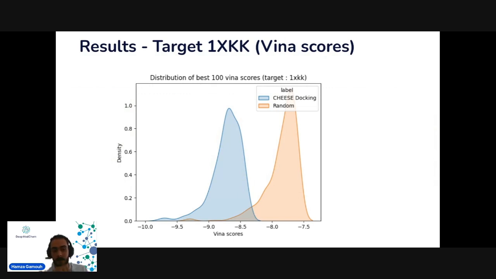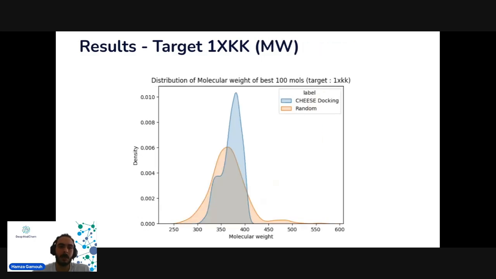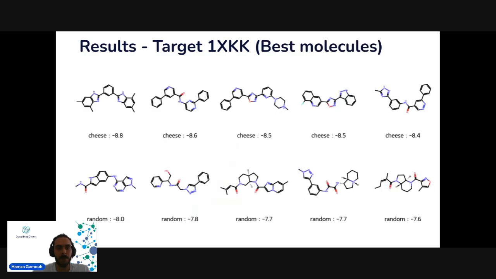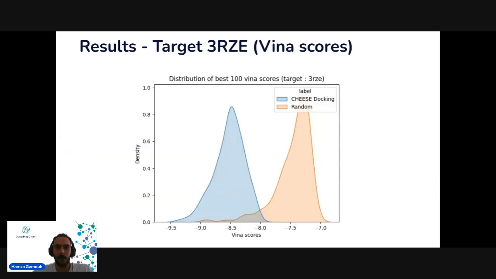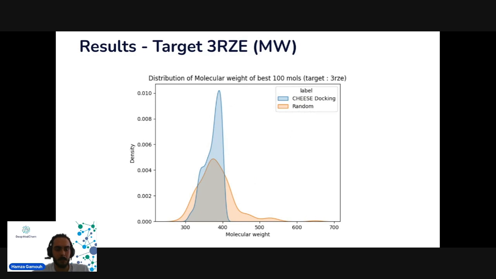We've repeated the experiment over other targets as well. This is the EGFR receptor, which has the PDB ID 4XKK. You can still see that cheese is outperforming the random strategy. Here the molecular weight is also similarly distributed. These are the best molecules for this target. You can see that cheese is performing on average better than the random molecules. And here are the docking poses as well for this target. You can also see another target, which is the human histamine H1 receptor. Here, the same claims hold.